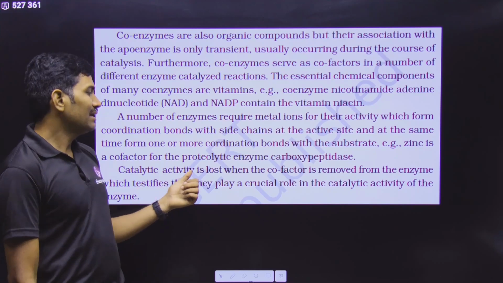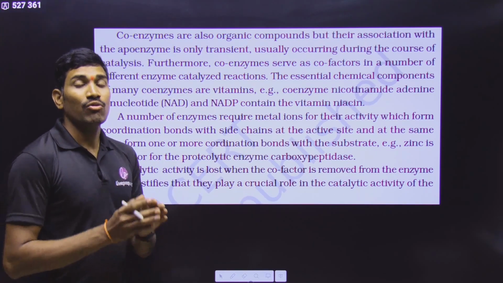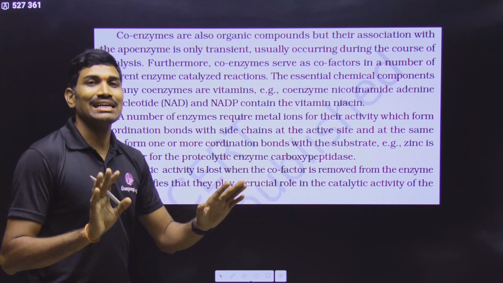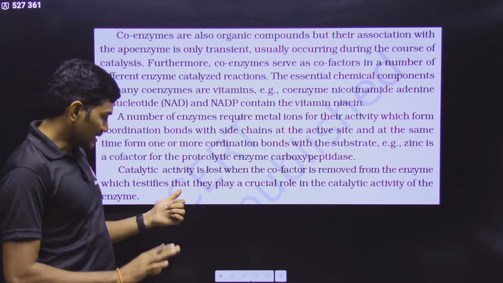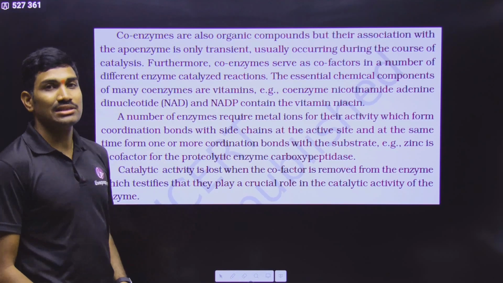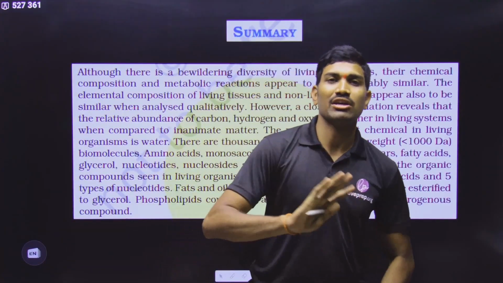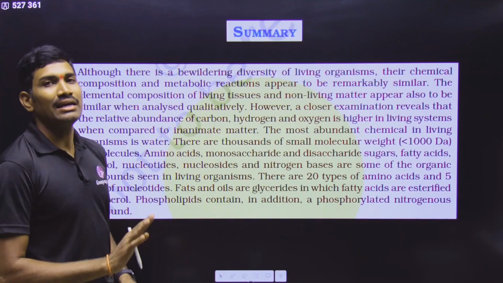Okay, next one. Catalytic activity is lost when the cofactor is removed. That means the apoenzyme alone cannot function. If the cofactor is removed, catalytic activity will be lost from the enzyme, which testifies that cofactors play a very crucial role in the catalytic activity of the enzyme. If the cofactor is not present, the apoenzyme cannot function on its own. That means they are very important for the activity of the enzyme.